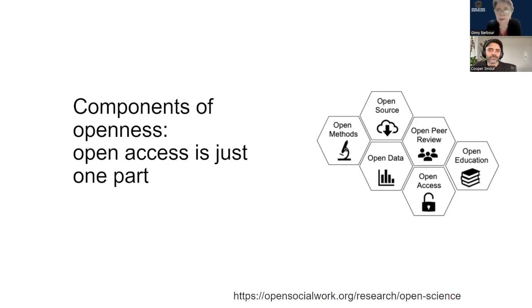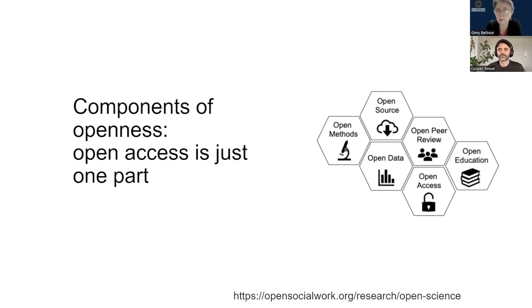All right, on to the next bit. So I just want to talk about openness and where open access sits in the openness landscape. Open access is just one part of it, but it might be the part that you've heard the most about because it relates to journal publications, which are, of course, the currency of scientific research most commonly.